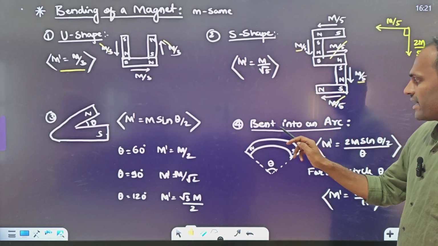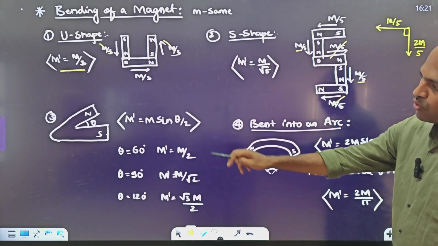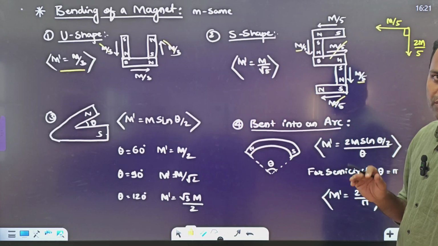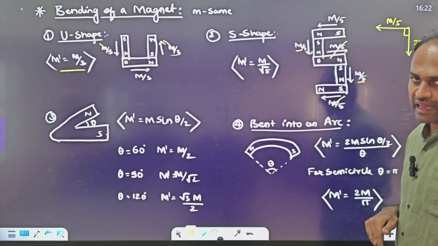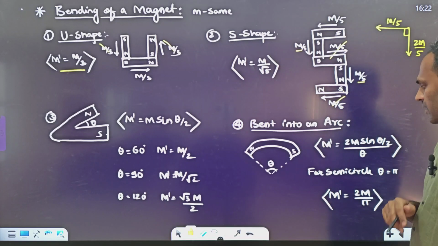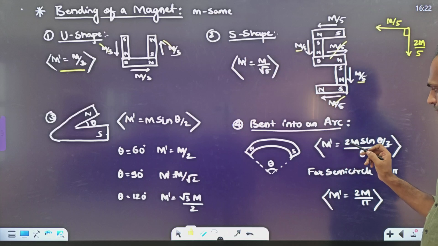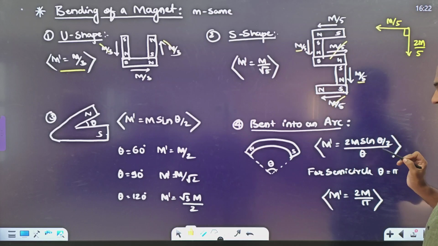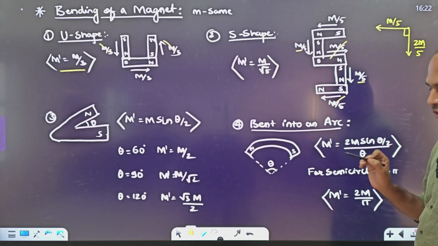Next, if a magnet is bent in the form of an arc, that was the magnet bent at the midpoint in such a way that the two halves subtend a certain angle, correct? Here the magnet is bent in the form of an arc. So if it is bent in the form of an arc, the dipole moment will be 2m sin theta by 2, divided by theta.